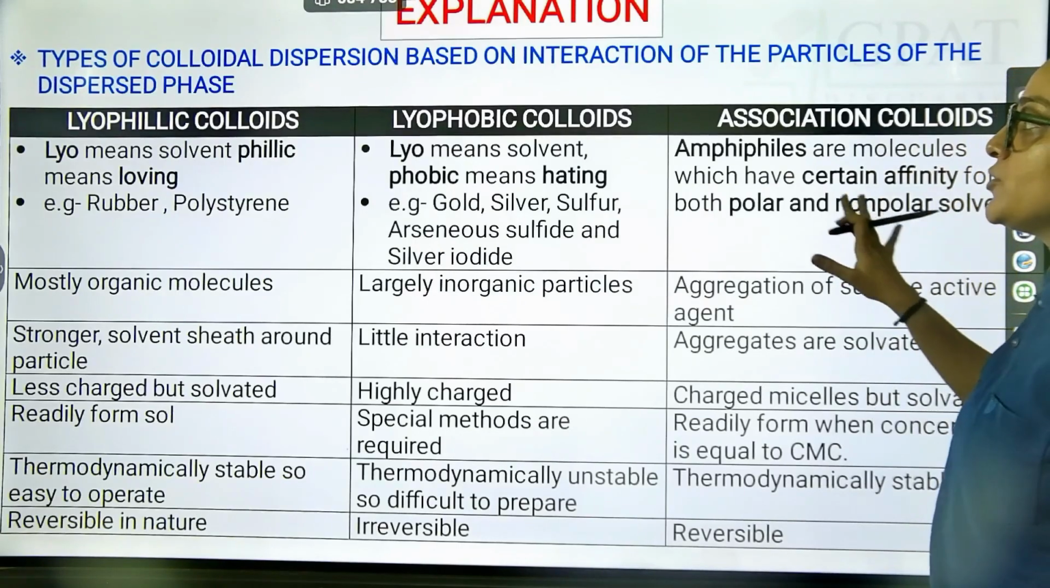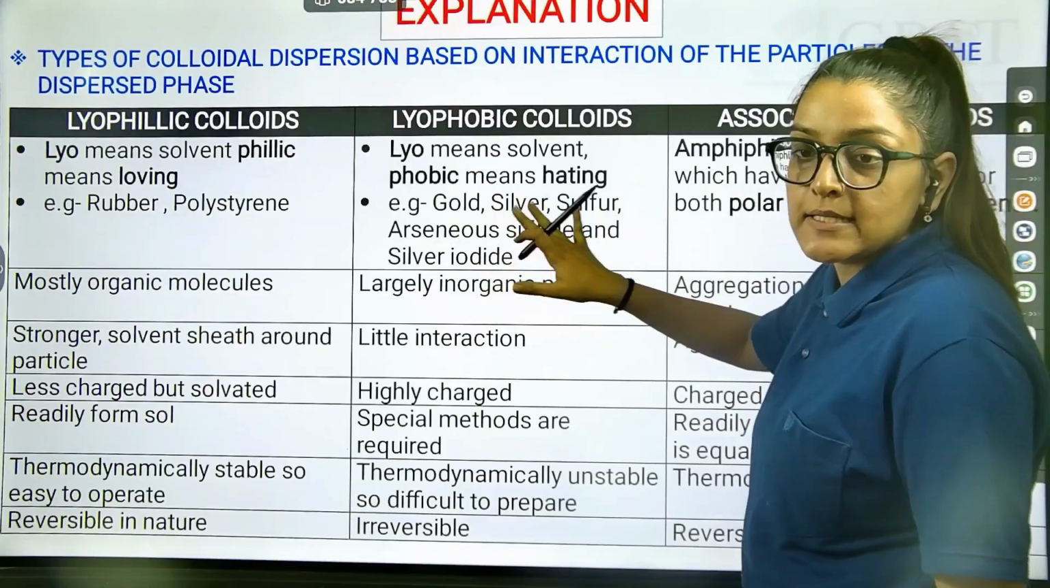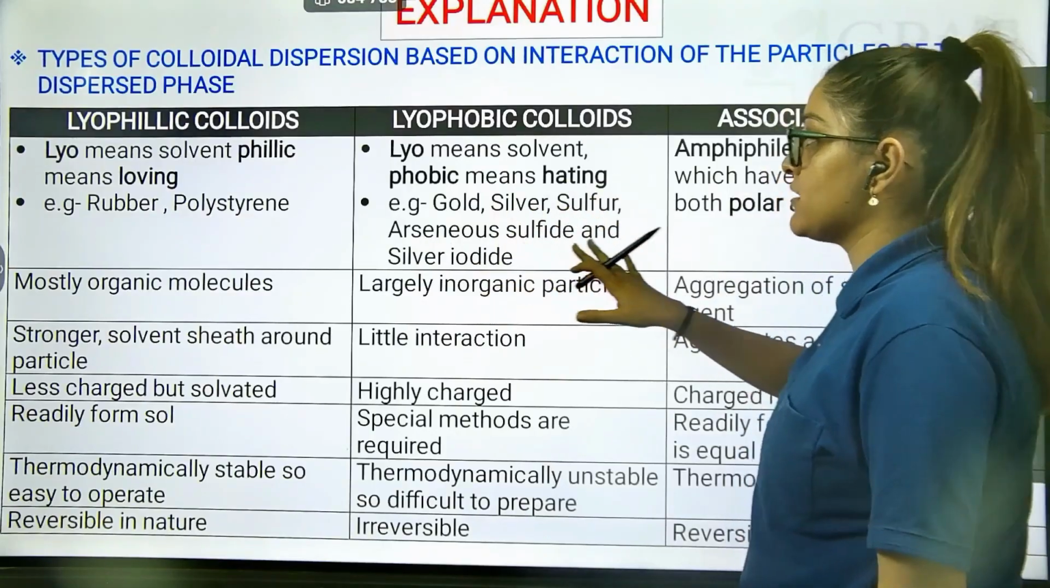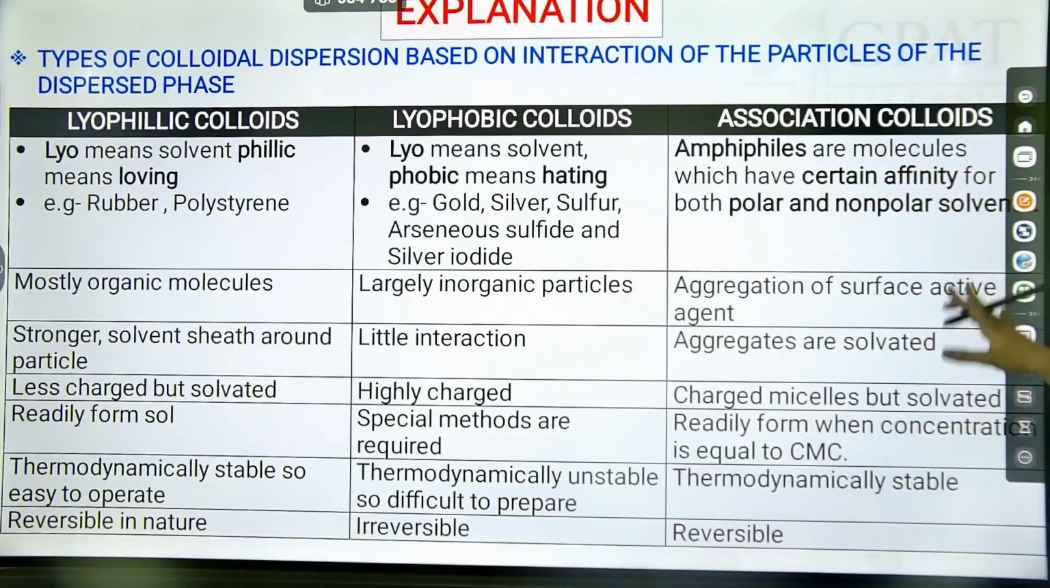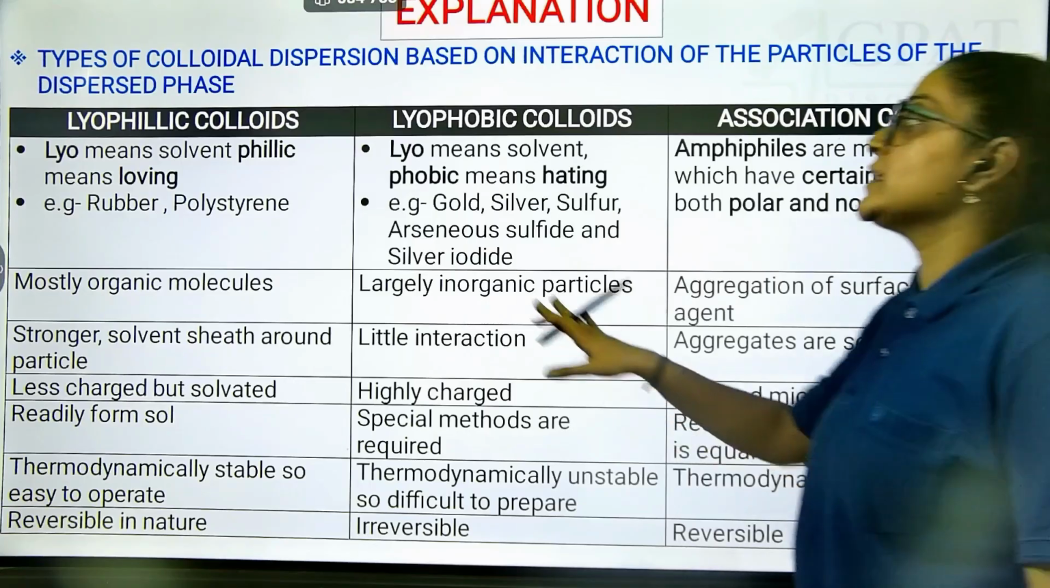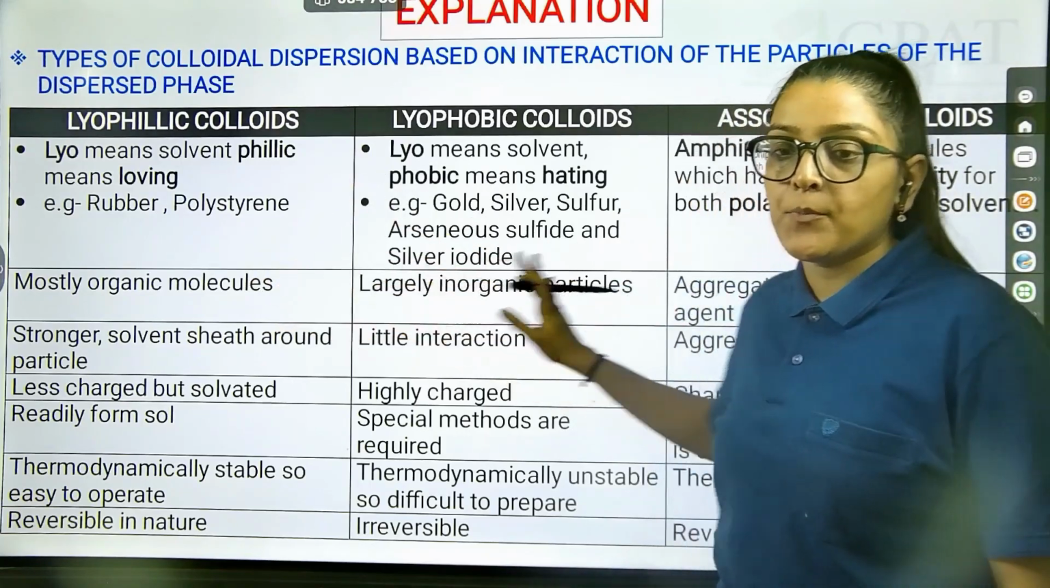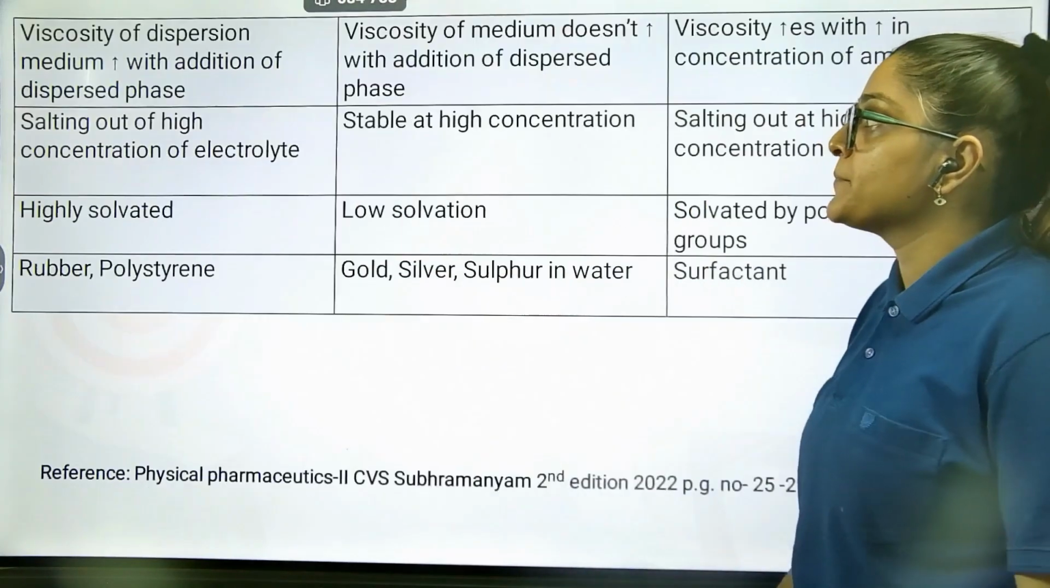Okay. So you can see lyophobic we have gold, silver, sulfur, arsenous sulfide, right? We have association, we have our surfactants. In the lyophilic we have rubber and polystyrene. Okay. Next.